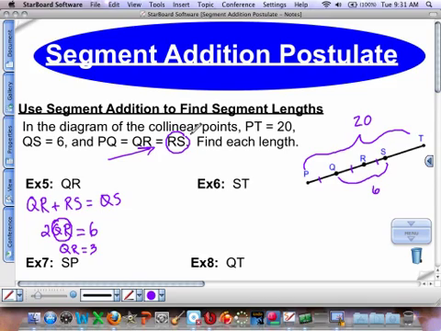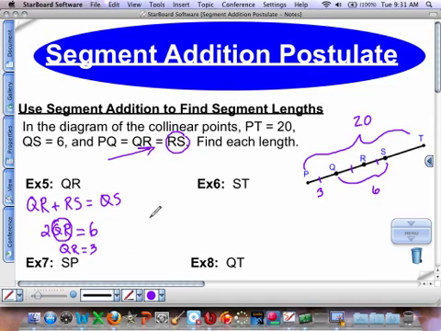Okay, now that we know QR is 3, what does that make PQ? 3. So let's look at number 6. How do I solve for ST? Wait, so if those are 3, that adds up to 9, and 20 minus 9 is... Yes, but how do I set up a geometric equation to do this?